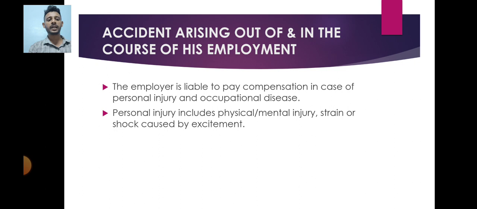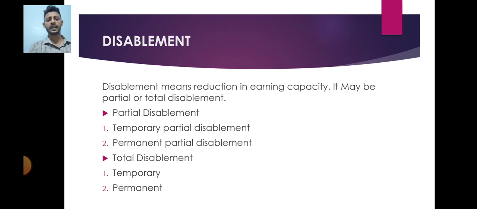The employer's liability to pay compensation arises in case of personal injury and occupational disease. Personal injury includes physical or mental injury, strain or shock caused by excitement. Disablement means reduction in earning capacity. It may be partial or total disablement. Partial disablement: first, temporary partial disablement; second, permanent partial disablement. Total disablement, temporary and permanent.